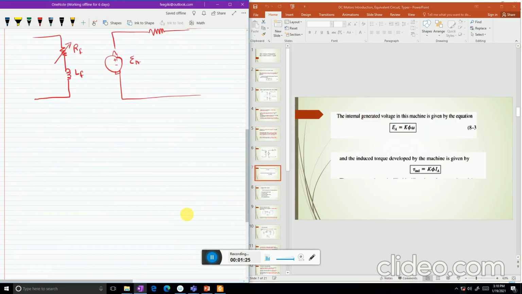The internal generated voltage in the DC machine is given as, which you already studied in the previous video in chapter 8, EA equals K phi omega, and the induced torque of this DC machine is given as K phi IA.